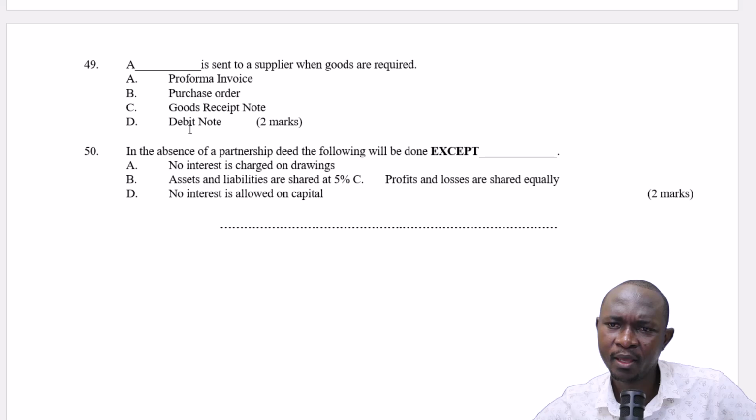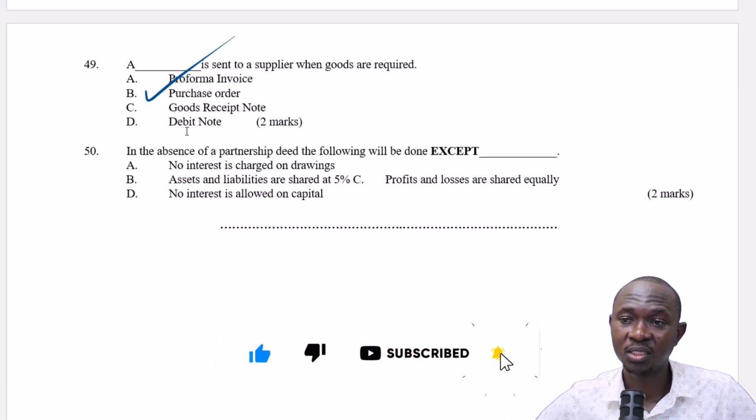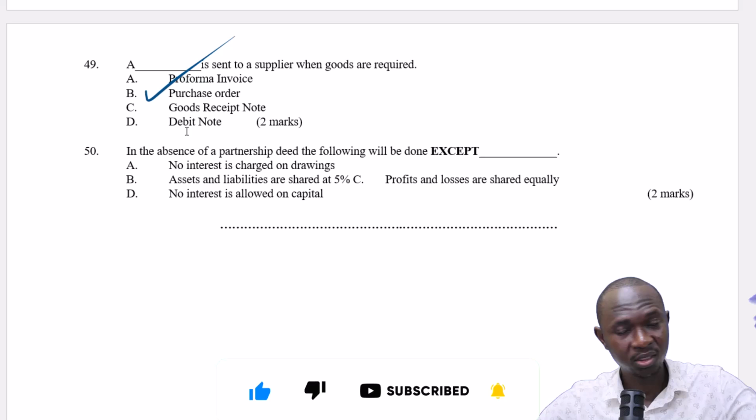49, a dash is sent to the supplier when goods are required. This is a repetition. We saw this, we talked about this. The answer is B, purchase order. A purchase order is sent to the supplier when goods are required. When you want goods, send a purchase order.